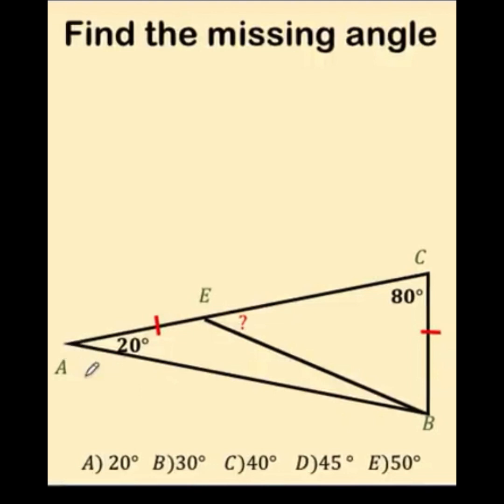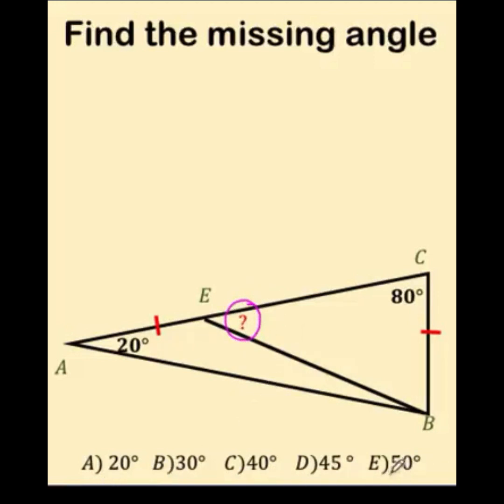What we are given here is triangle ABC with angle A given to be 20 degrees. Angle C is 80 degrees. As shown in the figure, segment AE is congruent to segment BC, and we want to find the measure of angle BEC. This is the angle that we would like to find.